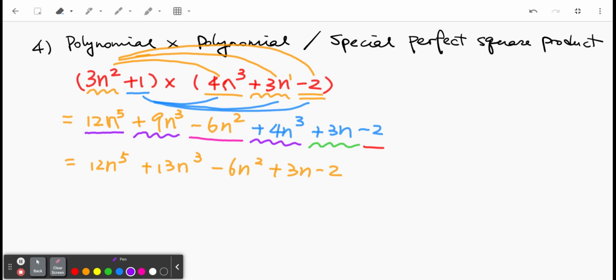Now we need to talk about special cases. So you will see something like 4n plus 2 times 3n squared minus 2. Okay, so the first parentheses is not the same as the second parentheses, so we have to use distribution.